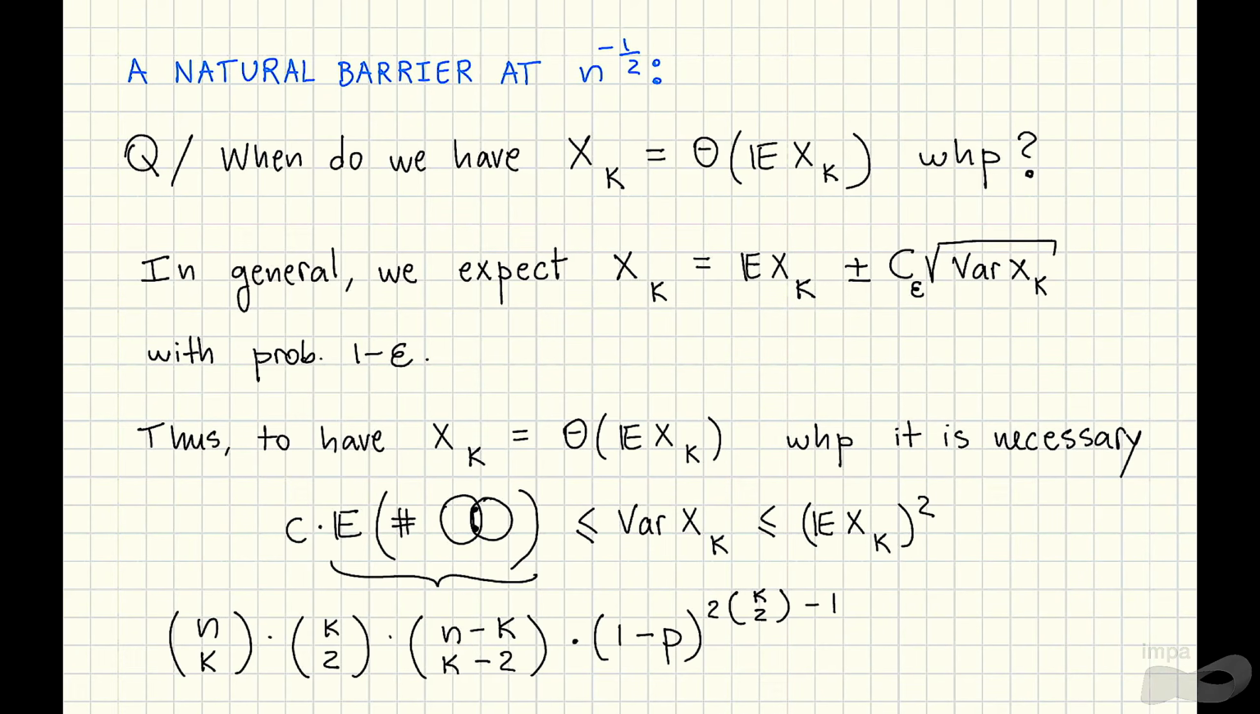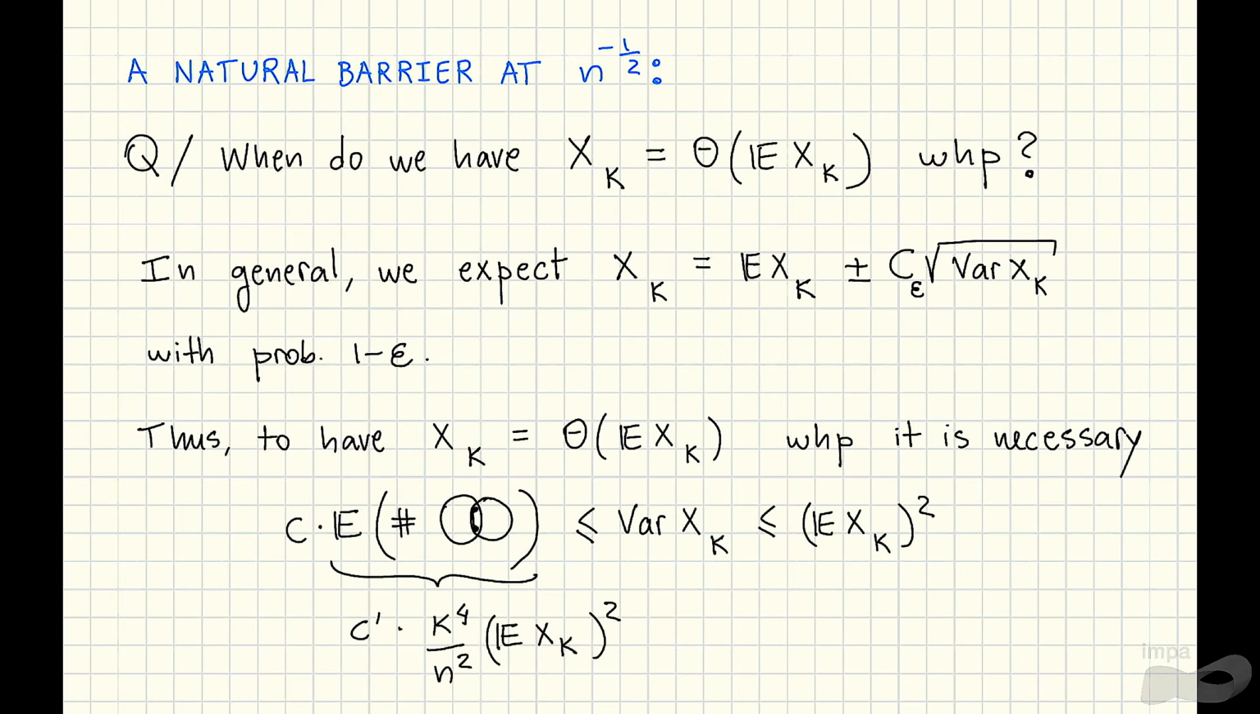And what is this expression equal to? First, you choose the first set, for which you have n choose k choices. Then you choose the pair so that they are common. You have k choose 2. And then you choose the remaining vertices of the second set, which is n minus k choose k minus 2. And then you have times 1 minus p to the power of the number of pairs you have in the union of the two, okay? And again, you can check that this is a constant times k to the 4 over n squared times the expectation squared, right?